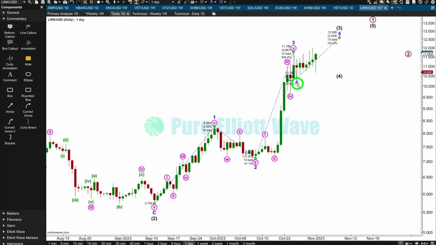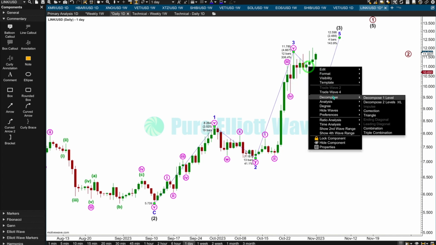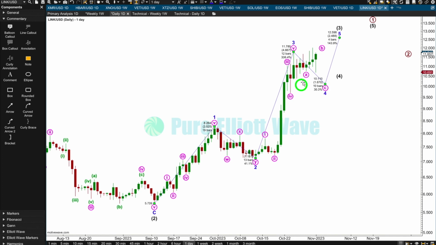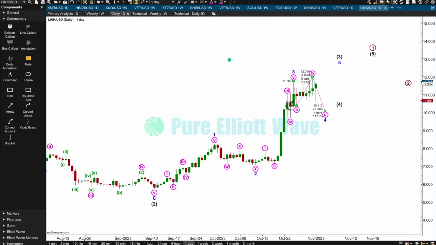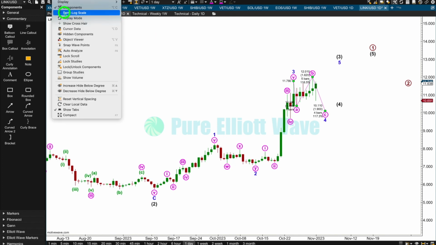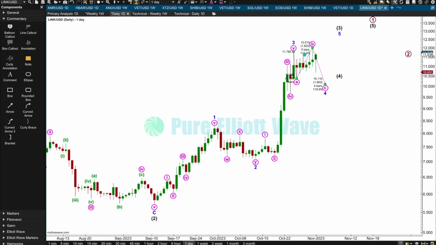So this looks fine, but it could also be this, and that would explain the overlapping. I'd have A here, B some kind of probably double zigzag, and let's take this off a semi-log scale, it's 116.5% of A. Put on the semi-log scale again. That makes a difference to the percentages, that's why I did that. So we could handle that. We could need C to move below the end of A, so a new low at least a little bit below 10.39 before a final fifth wave up to complete intermediate wave 3.